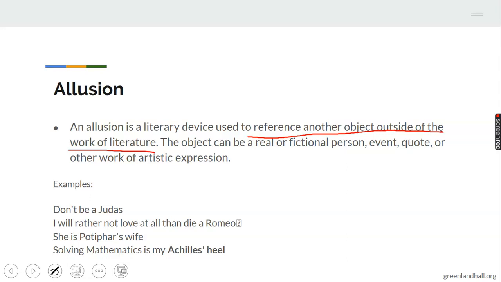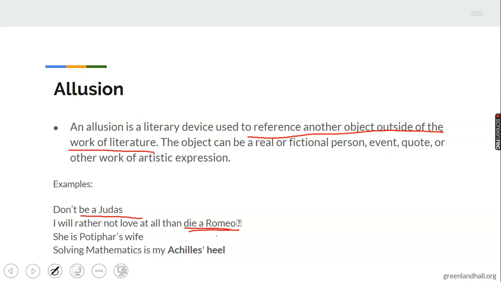Here we have a biblical allusion. Don't be a Judas. You know who a Judas is, somebody who betrays. I will rather not love at all than die a Romeo. We all know what Romeo did. So this is more or less a societal allusion.